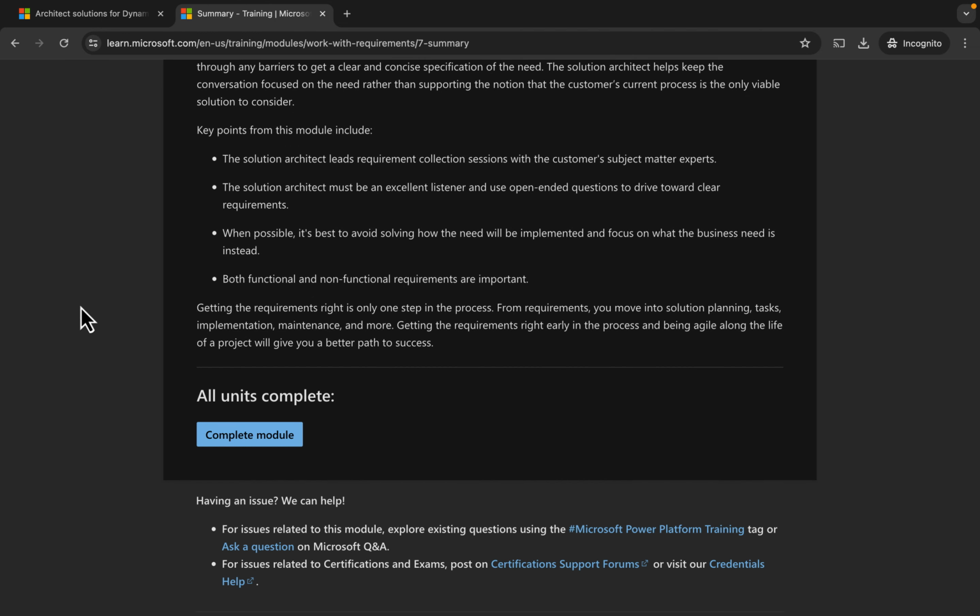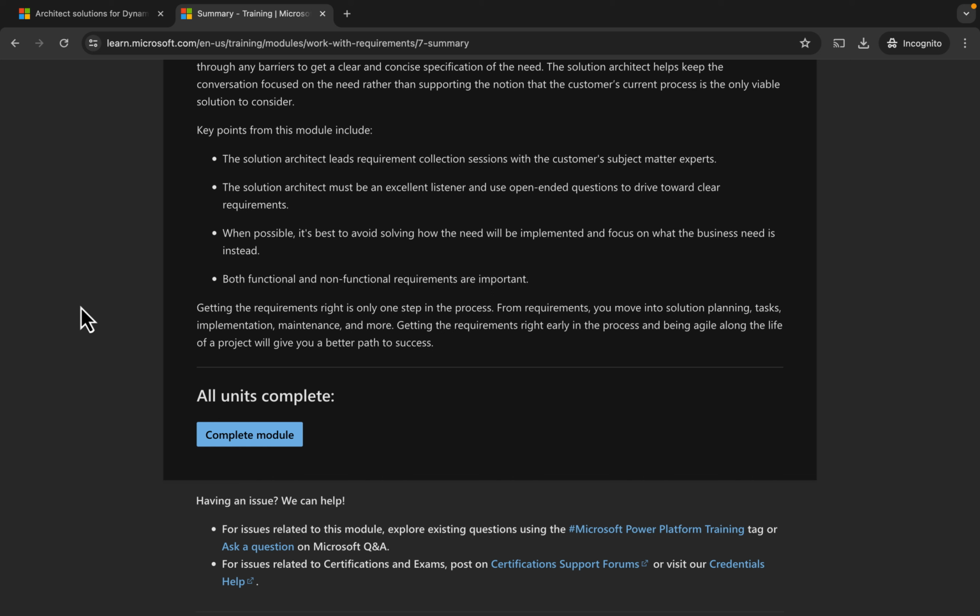Key points from this module include: the solution architect leads requirements collection sessions with the customer's subject matter experts. The solution architect must be an excellent listener and use open-ended questions to drive towards clear requirements. When possible, it's best to avoid solving how the need will be implemented and focus on what the business need is instead. Both functional and non-functional requirements are important.